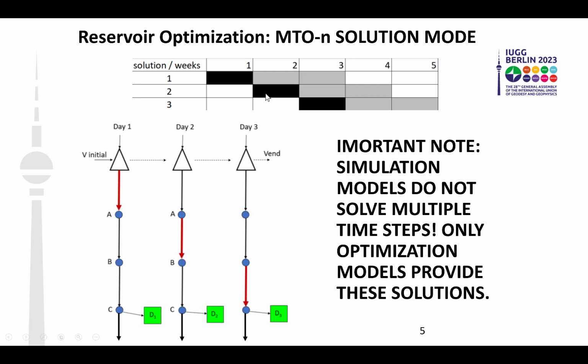In this simple example, you can see that the solution for today should be based on some foreknowledge of flows in the next 2 days as well as in the current day. It's important to note that simulation models do not solve multiple time steps. Only optimization models can provide these kind of solutions.